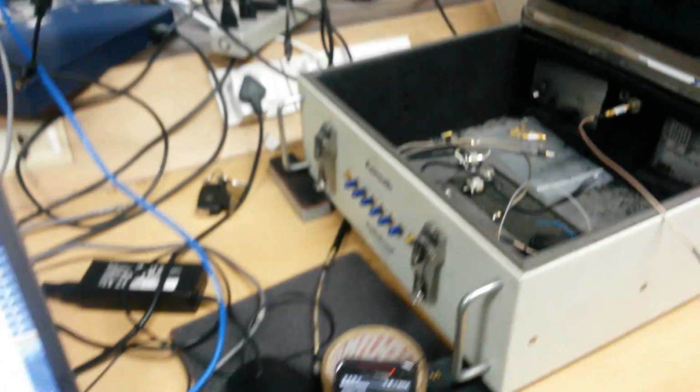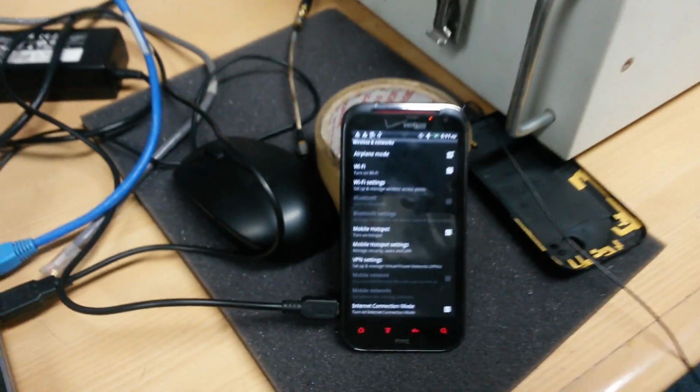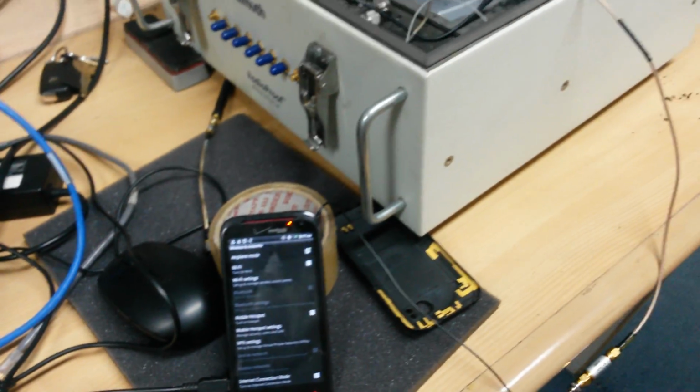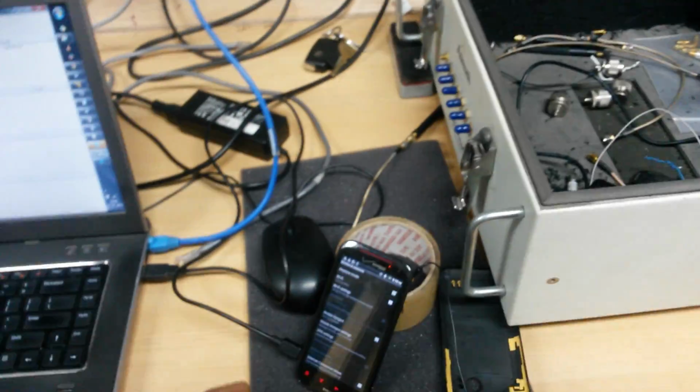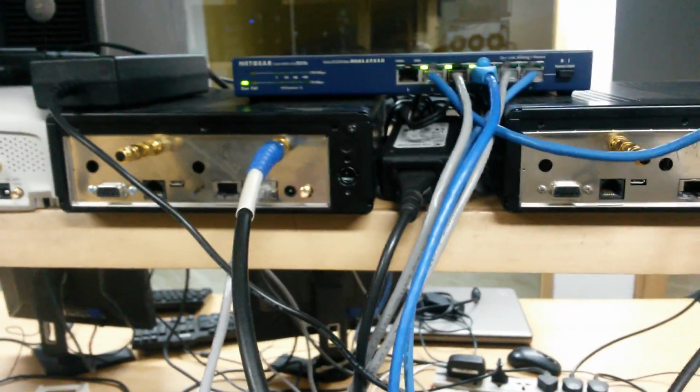This phone is an HTC Verizon UE, and it is connected using an RF cable to a radio-proof enclosure. So during the testing, we can put the phone inside the radio-proof enclosure. The two base stations are connected using Ethernet to this laptop.